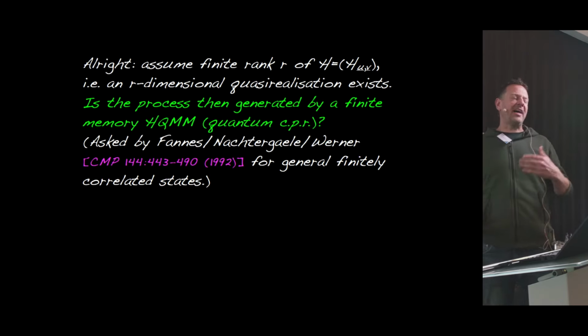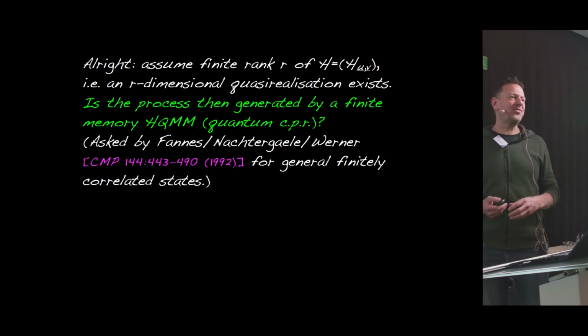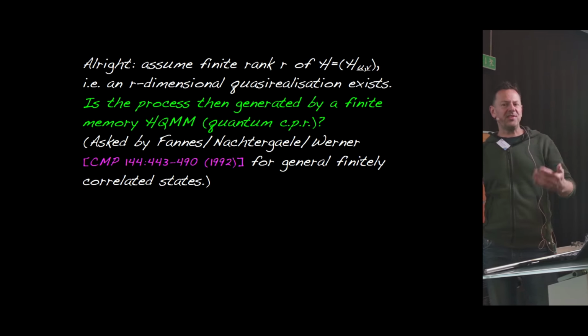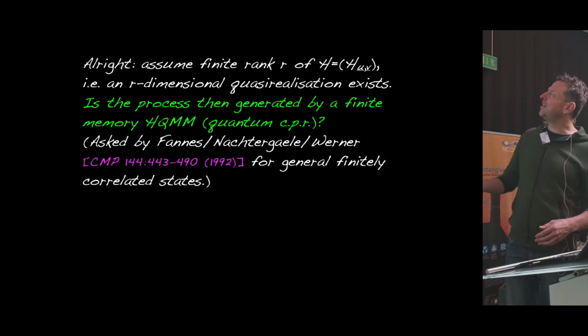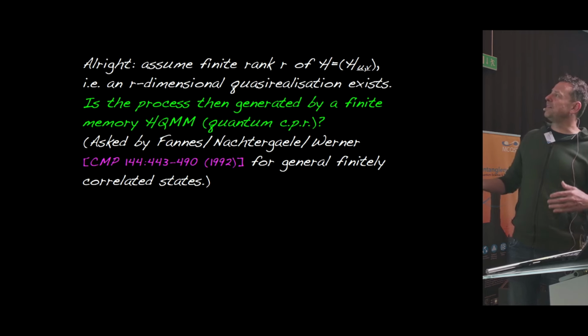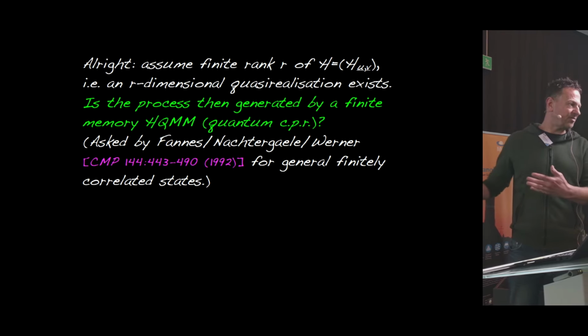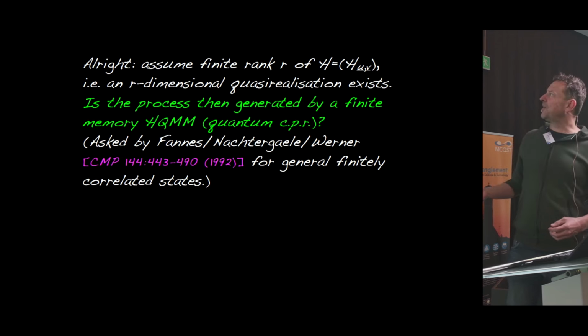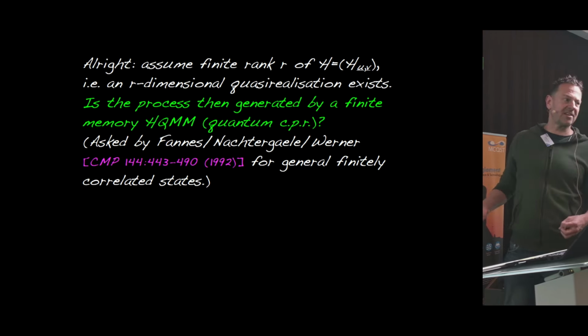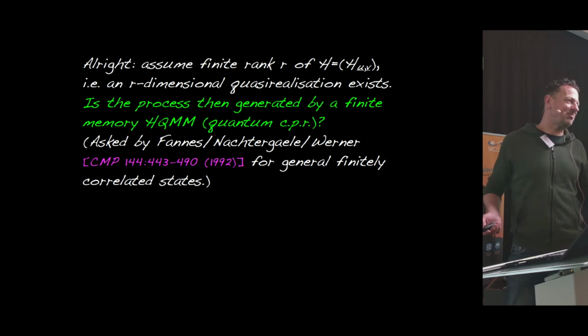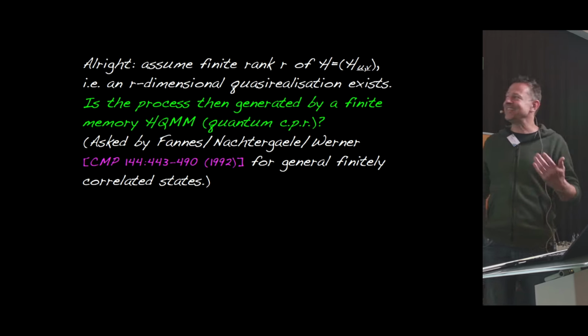Okay, so then you can say, fine, good, I accept this is also old stuff. There are processes that require infinite classical memory, but maybe I can do something with finite quantum memory. So let's say the Hankel rank is finite. Is a process generated by a finite memory hidden quantum Markov model, so a finitely correlated state? As far as we can trace, this was asked actually in the very paper of Fannes, Nachtergaele and Werner. And as far as we can tell, this has not been answered. Maybe because people didn't find it very interesting, but we did.